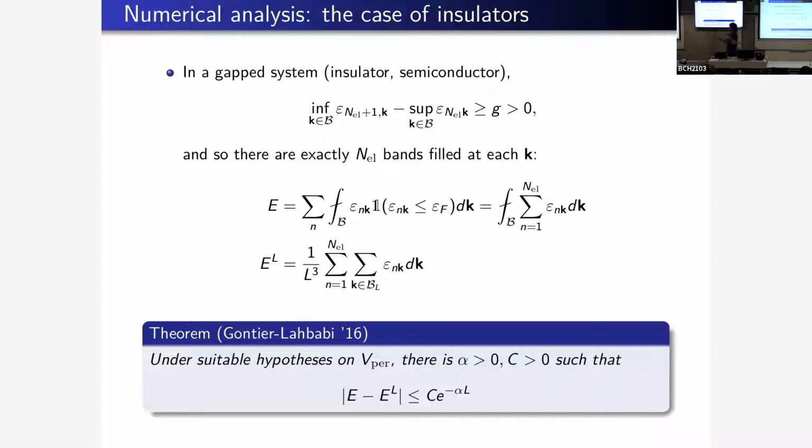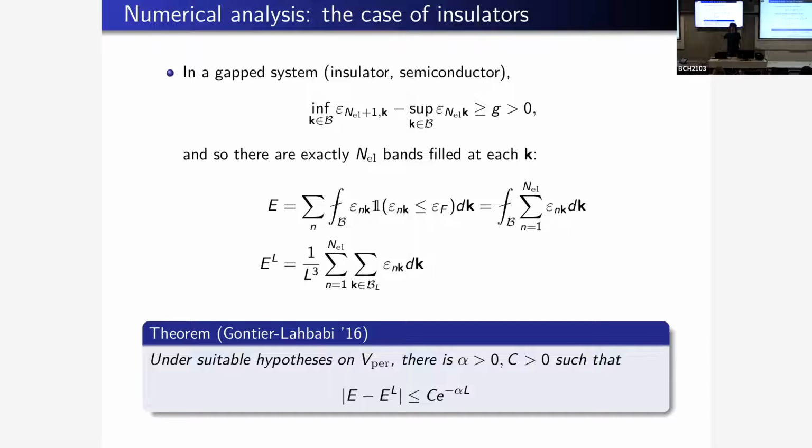If you have a gapped system, an insulator or semiconductor, you have a set of occupied bands and a set of unoccupied bands. And so the energy just looks like this. And, as mathematicians do, we don't like factors of two. So I just have this thing. This is the definition of the energy. And now, what is the error you make when you replace this integral with a sum? Because when you sample the Brillouin zone, this is exactly what you do: you replace the integral with a sum.